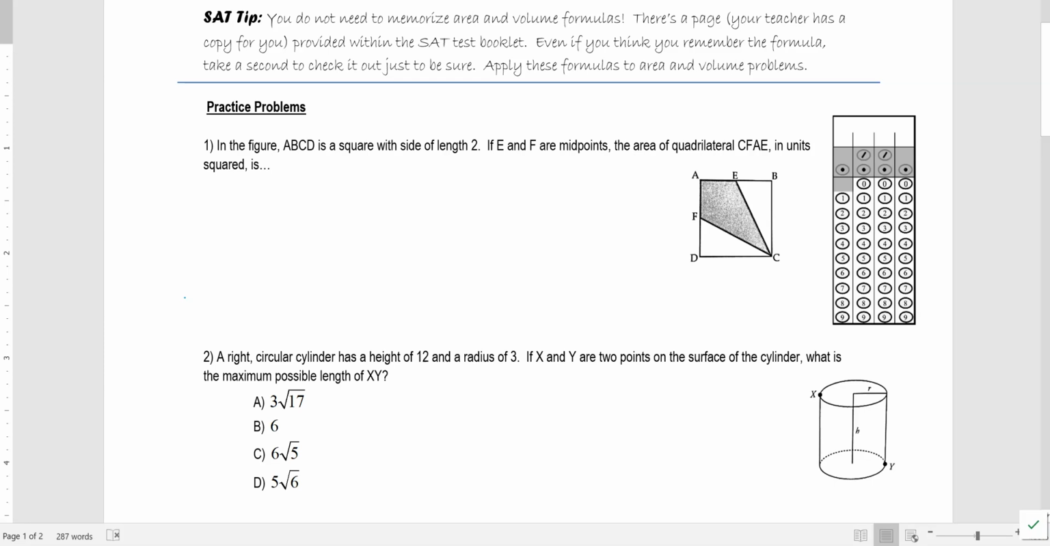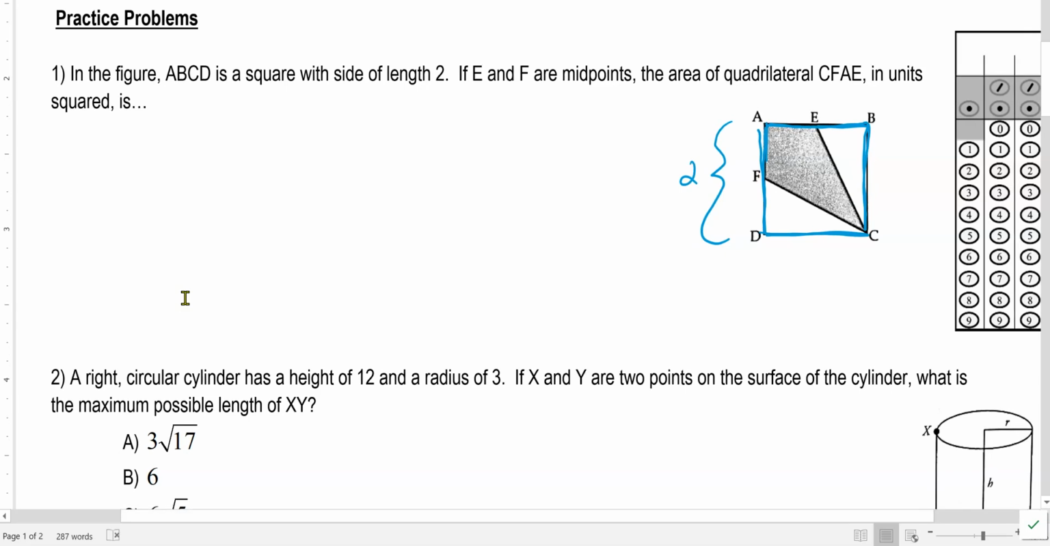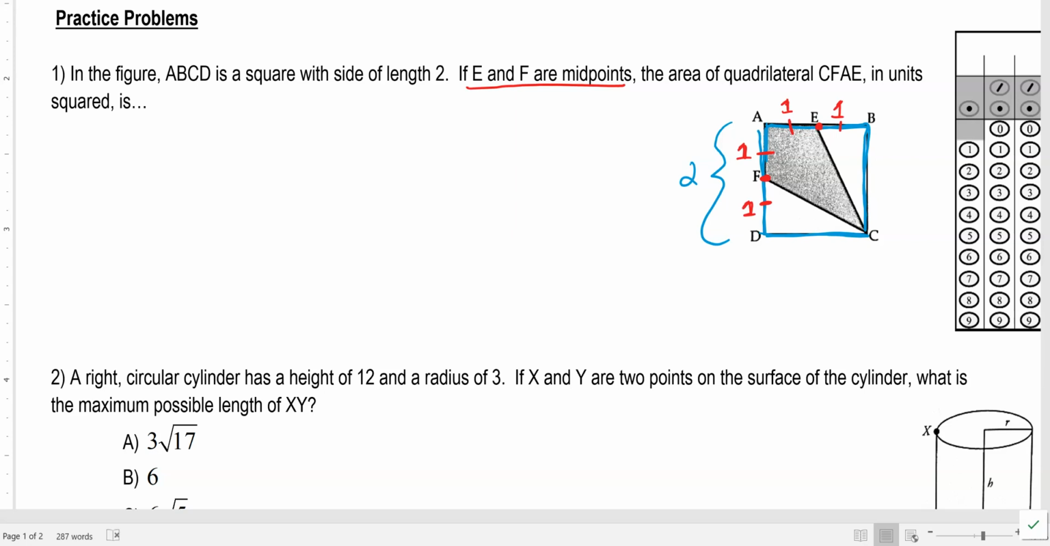In the figure, ABCD is a square, so we know that this larger shape is a square, ABCD. This outside part, I'm going to highlight. We know that the side lengths are 2, so this side length is 2. I'm going to zoom in a little bit to help us out. Also, we know that E and F are midpoints, so these four segments are the same because these are midpoints. So this is going to be a 1, a 1, a 1. These are all 1s. That's also going to be a 1 because we know the whole side AD is 2, and if we're bisecting it with a midpoint, we have both of them being 1 and 1.